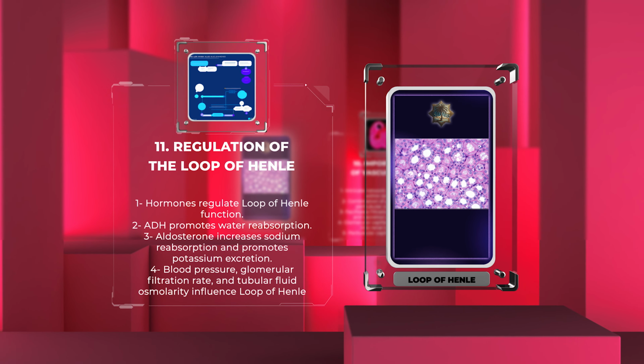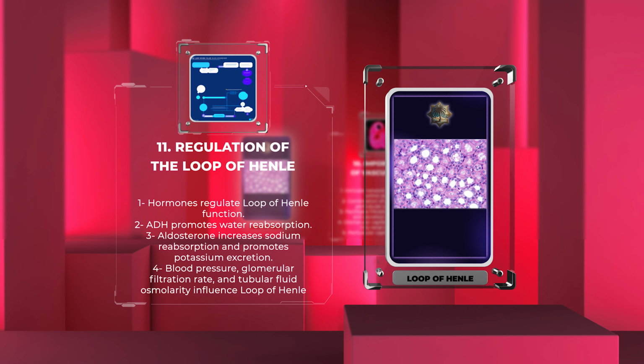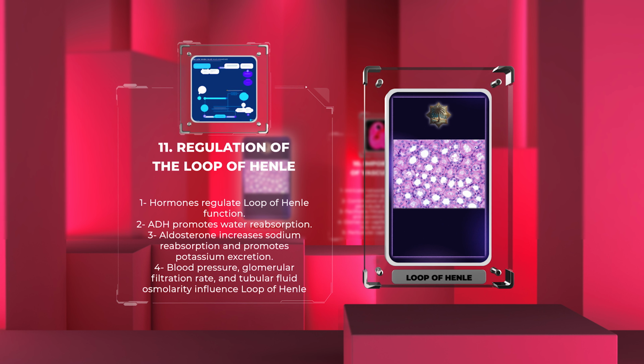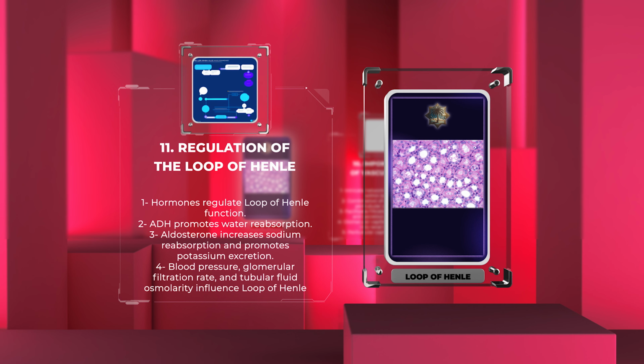Various factors regulate the function and activity of the loop of Henle. Hormones such as antidiuretic hormone, ADH, and aldosterone play essential roles in water reabsorption and sodium reabsorption, respectively. ADH promotes the insertion of aquaporins in the collecting duct, enhancing water reabsorption. Aldosterone acts on the distal convoluted tubule and collecting duct, increasing sodium reabsorption while promoting the excretion of potassium. Additionally, factors like blood pressure, glomerular filtration rate, and osmolarity of the tubular fluid all influence the function of the loop of Henle and overall renal activity.